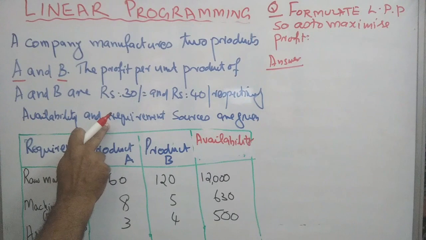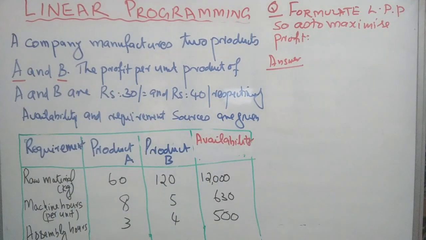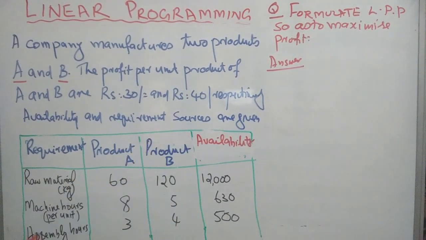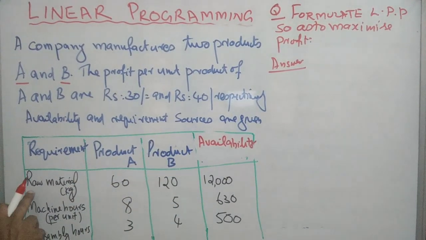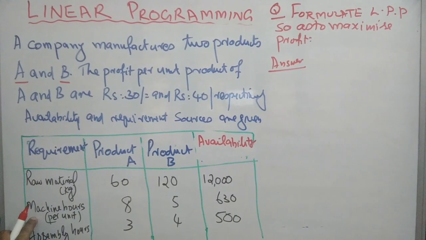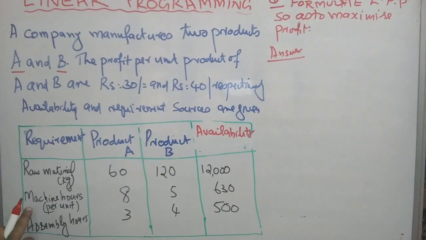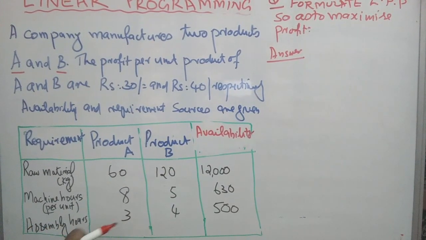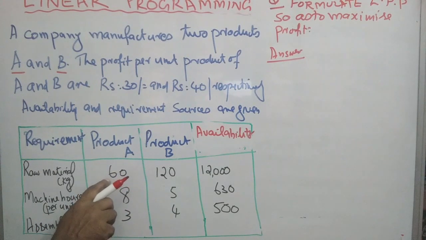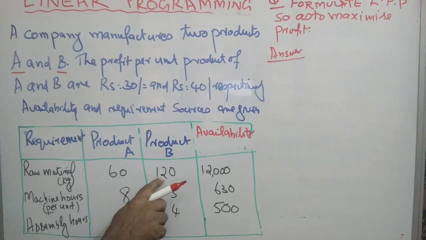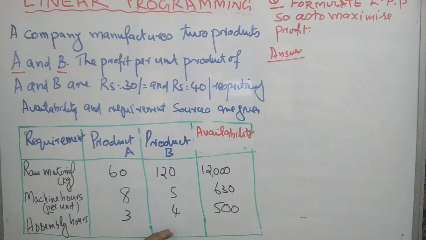Availability and requirement sources are given. Requirement, product A, product B, and availability. Which are the requirements? Raw material is needed. Machine hours are needed. Assembly hours are needed. 3 components: raw material, machine hours, and assembly hours. Then product A requires 60 kilograms, 8 hours, and 3 hours. Product B requires 120 kilograms, 5 hours, and 4 hours. And availability. So what is our problem?